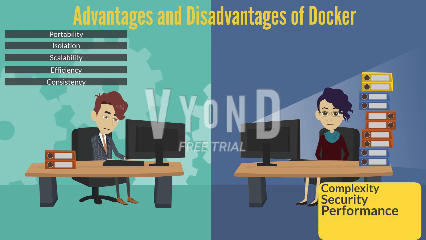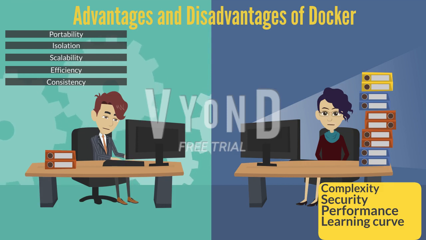3. Performance. While Docker containers are generally more efficient than traditional virtual machines, they can still introduce some performance overhead due to the additional layer of abstraction. 4. Learning curve. Adopting Docker can require a significant learning curve for developers who are not familiar with containerization concepts and tools. 5. Debugging. Debugging issues in a Docker container can be more difficult than debugging issues on a traditional server, as containers are ephemeral and can be recreated or destroyed at any time.